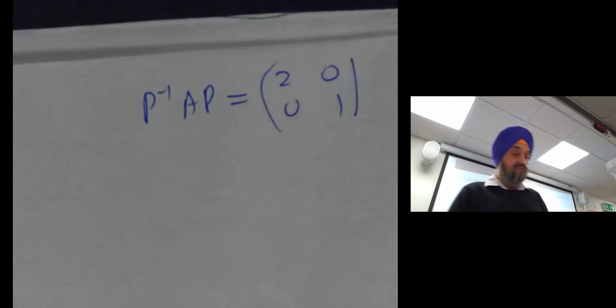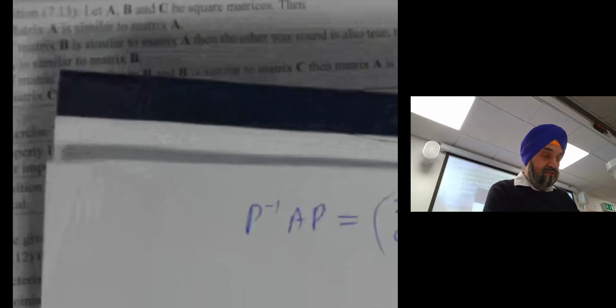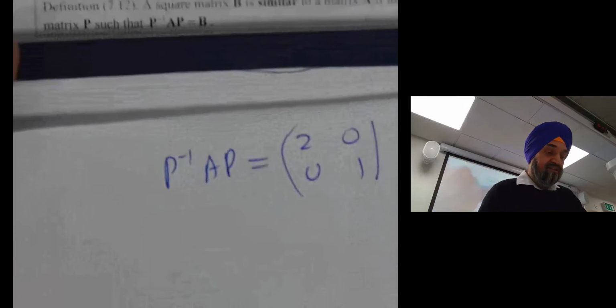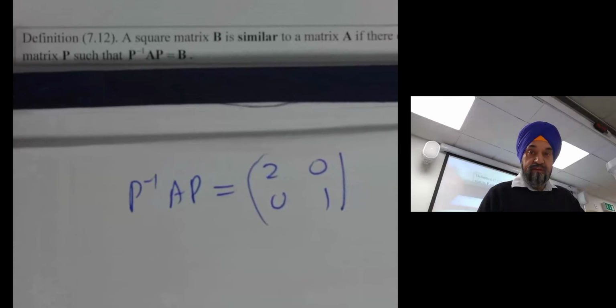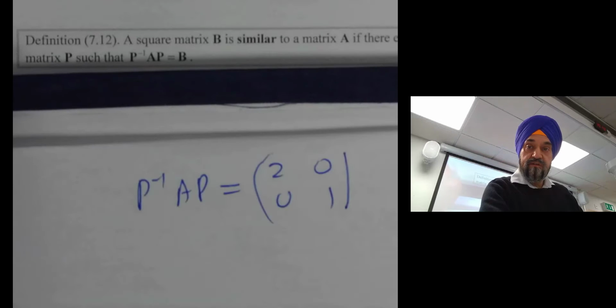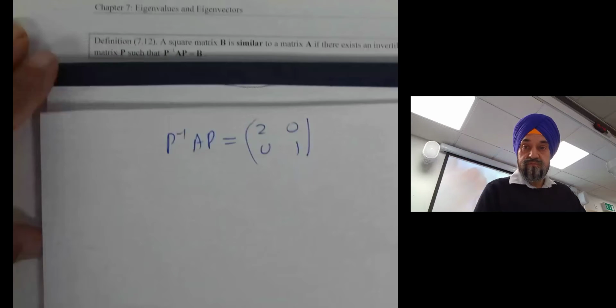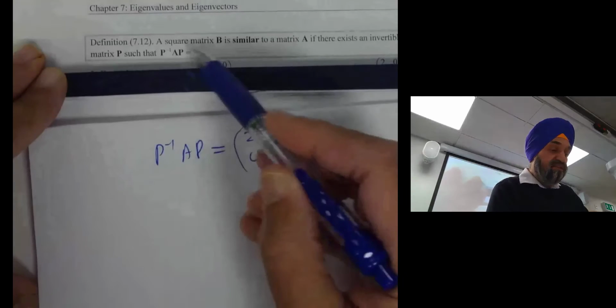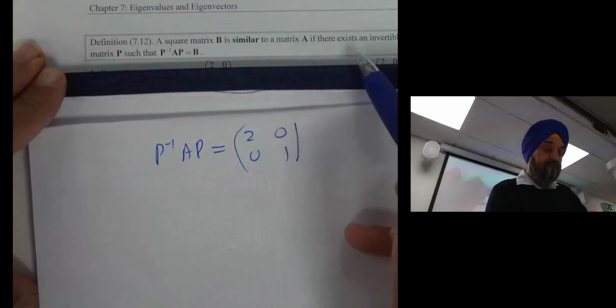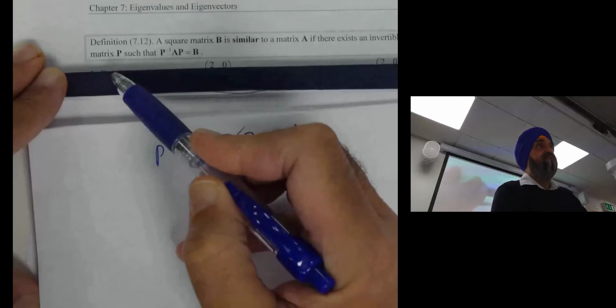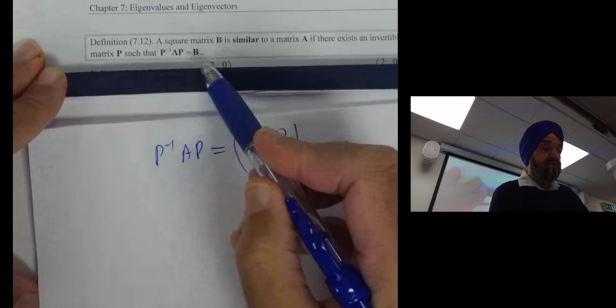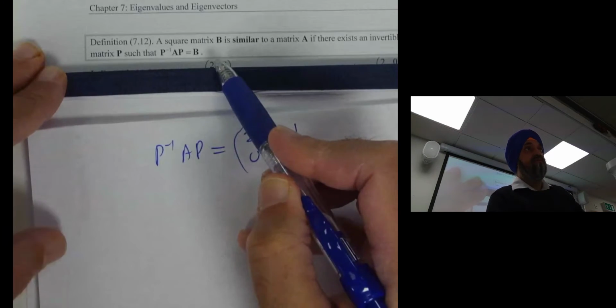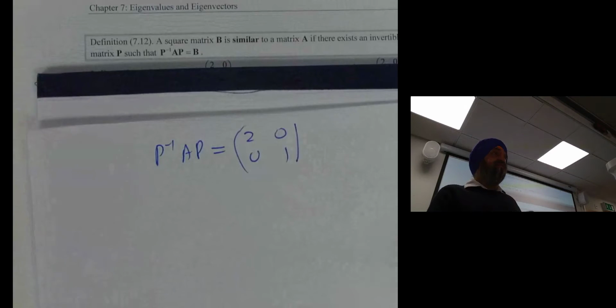We say a square matrix B is similar to matrix A if there is an invertible matrix P such that P minus 1 AP is equal to B. So we say they're similar matrices. I'll tell you what that means in a second.